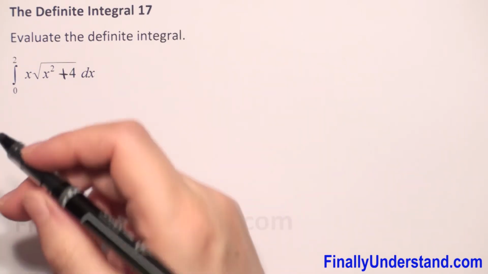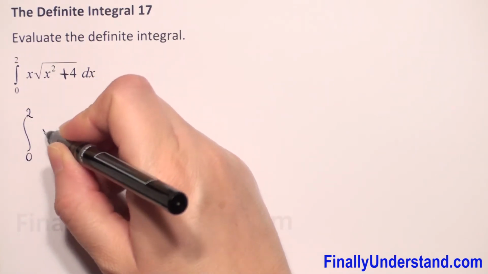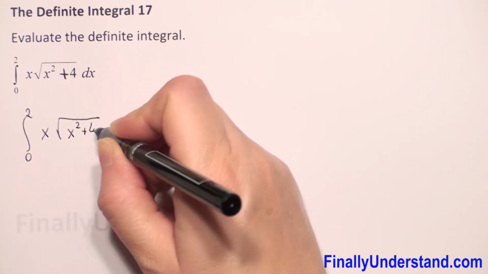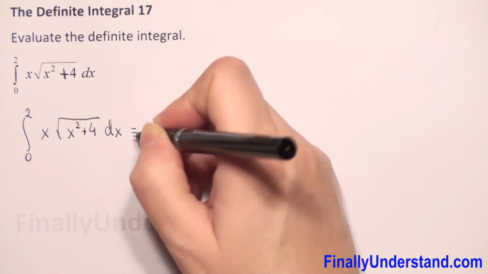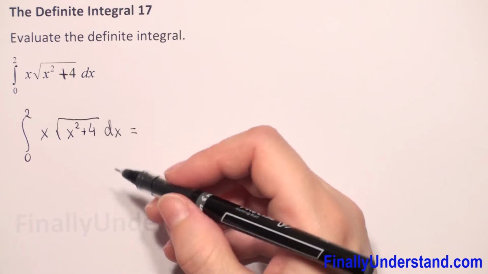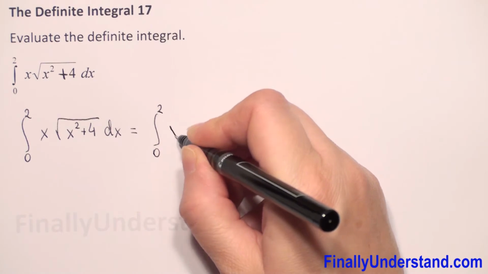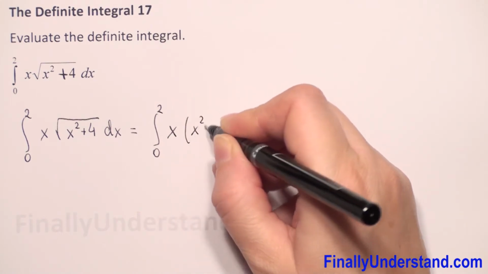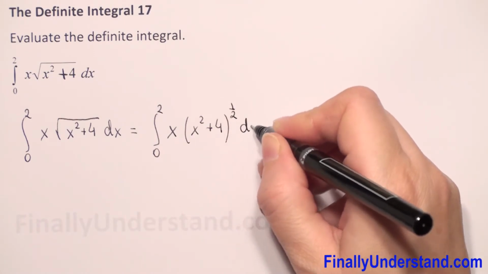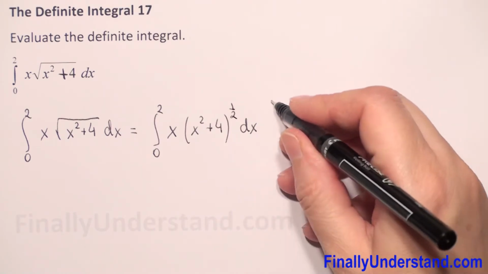So let me rewrite this integral first. We have integral from 0 to 2 of x times square root of x squared plus 4 dx. Next, I will change square root to power 1/2. So we have integral from 0 to 2 x times x squared plus 4 to power 1/2 dx. Next, to solve this integral, we will use substitution method.